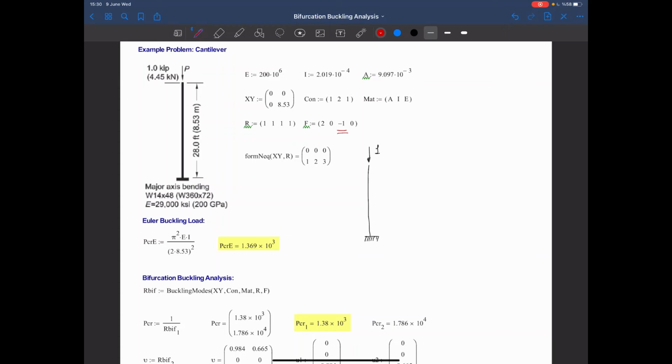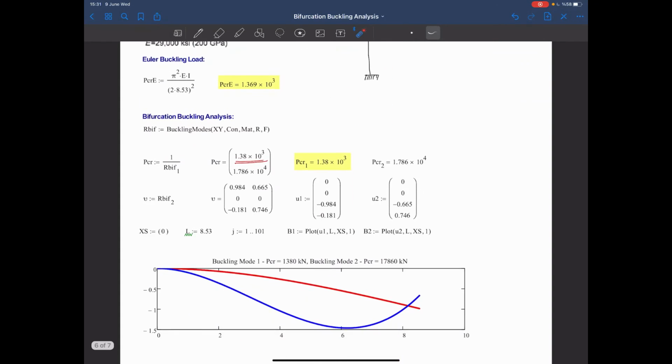Okay, so we said that in order to obtain the buckling load, take this eigenvalue, multiply with whatever loading you have, and this will be the buckling load of the whole structure. Now, since I added a unit load here, this is the eigenvalue that I obtain, which directly gives me the buckling load, and the buckling load that I obtain is 1380. And these two results, the analytical results and the bifurcation buckling analysis results, are very, very close to each other. Now let's take a look at the buckling modes.